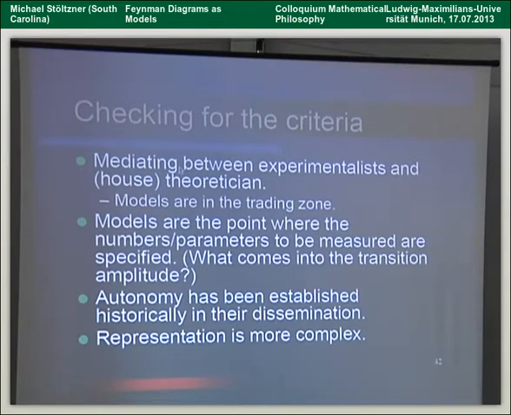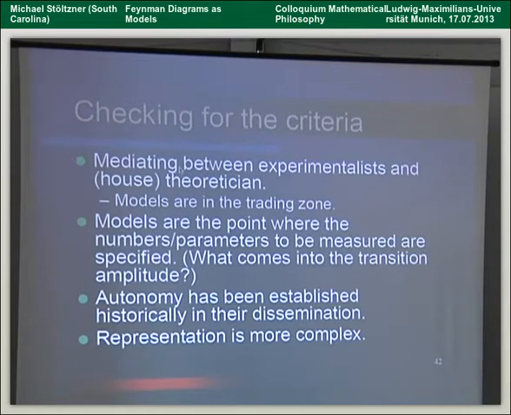So let's see whether this fulfills the criteria. Well, it's mediating between experimentalists and theoreticians. So they are exactly doing that, basically since the 50s. So models are really the trading zone. It's not a model, a Feynman diagram. And they are also the point where the numbers, the parameters to be measured, are specified, yeah?